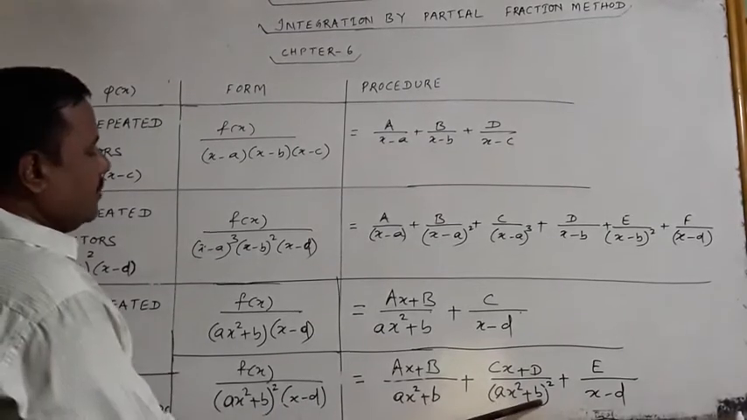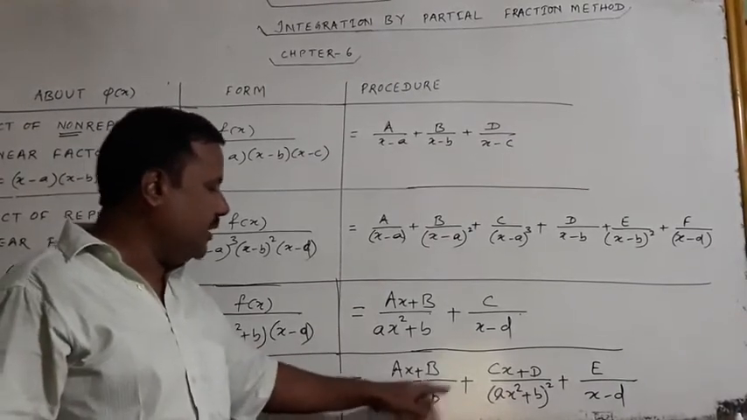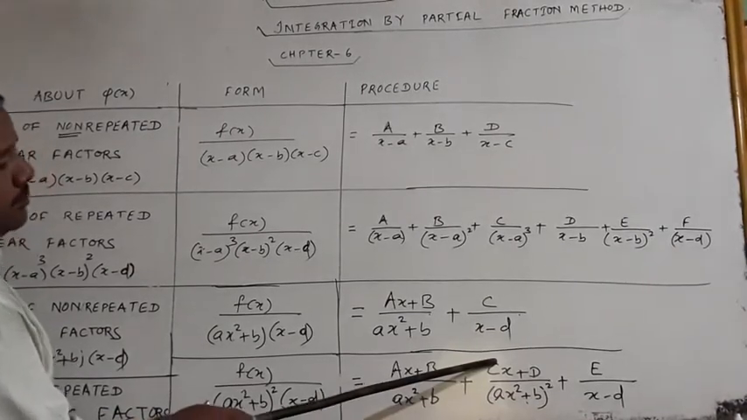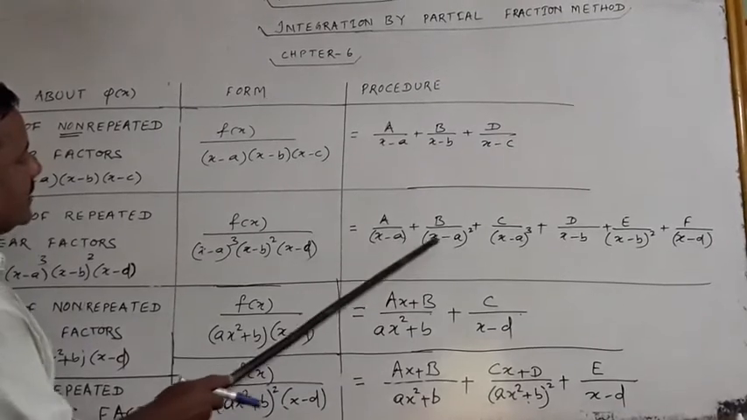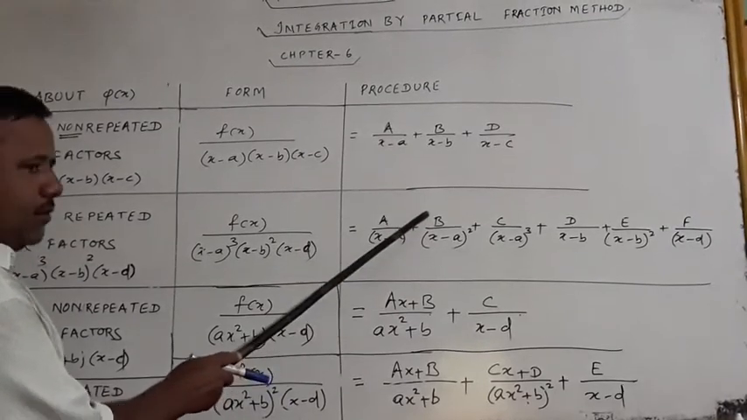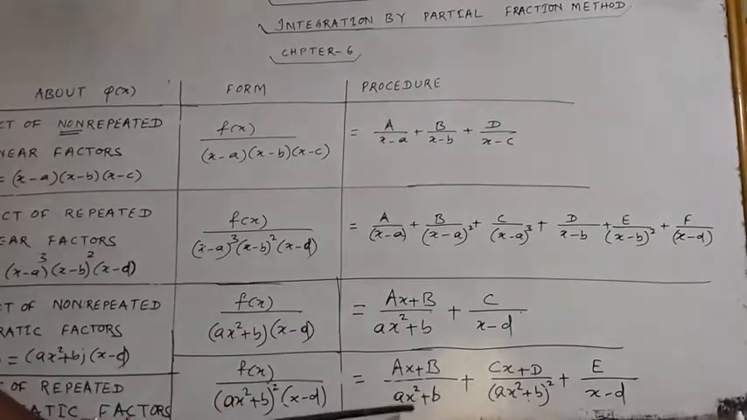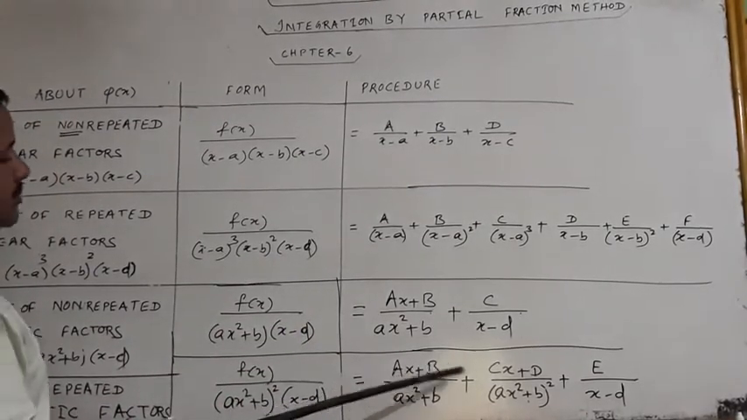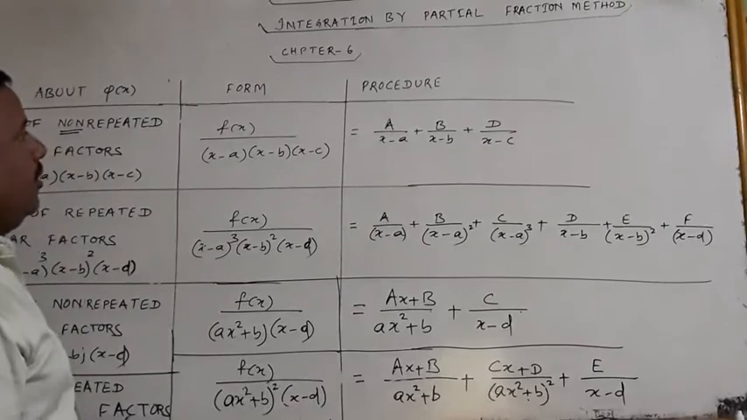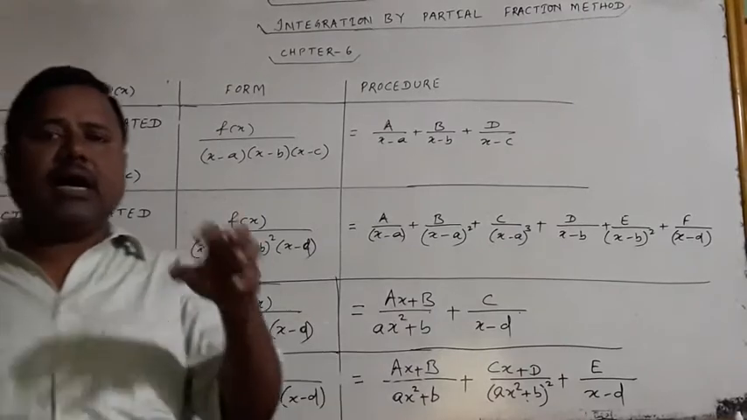If it is (ax² + b) whole square, I will write two terms: (ax + b)/(ax² + b) and (cx + d)/(ax² + b)². If it is whole square, then you also have to write the same form as here with x − a squared. For x − a I write one constant, for (x − a)² another constant, for (x − a)³ another constant. Similarly, over ax² + b I write ax + b, over (ax² + b)² I write cx + d, and this is e. Remember, these a, b, c, d, e, f are constants.